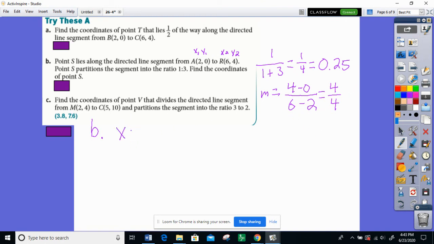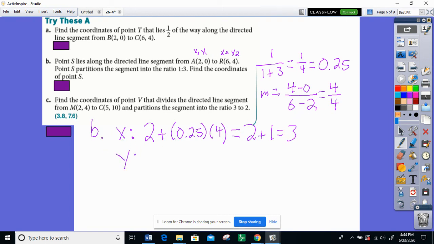So now we want to find the new x-coordinate. So it's from A to R. Our original x value is 2 plus 25% of the original run. Well, this should work out to be pretty easy. 1/4 of 4 is 1, so that's going to give us an x value of 3.